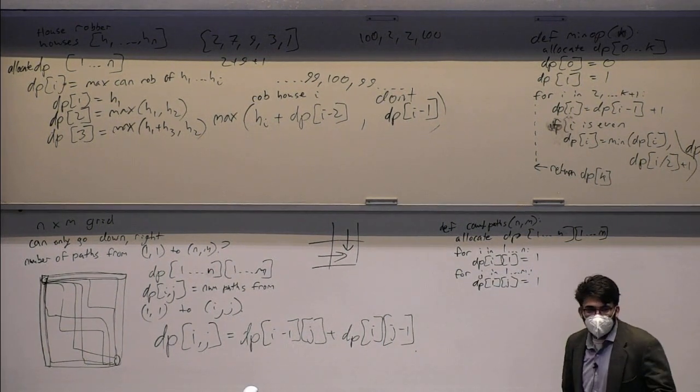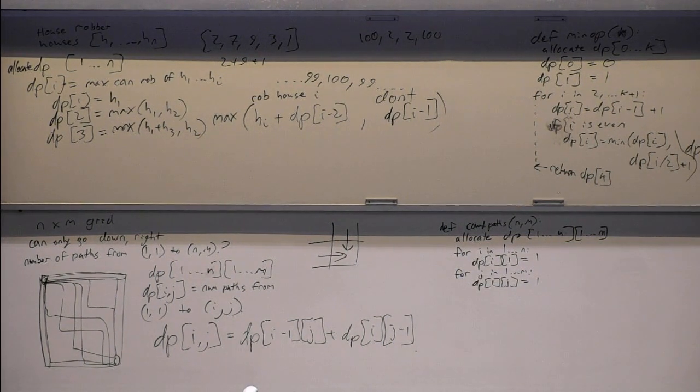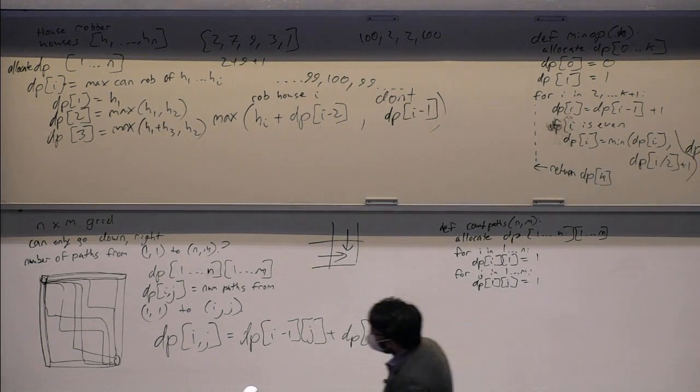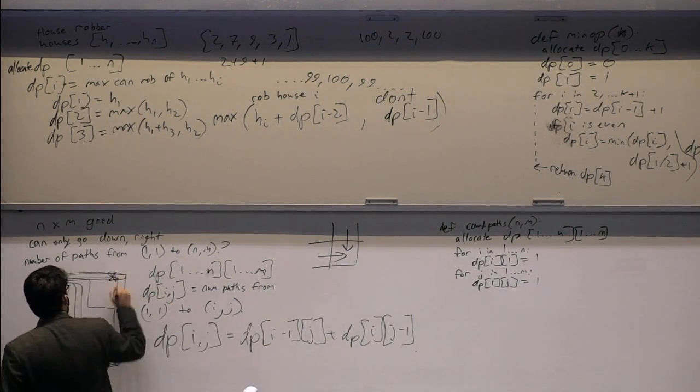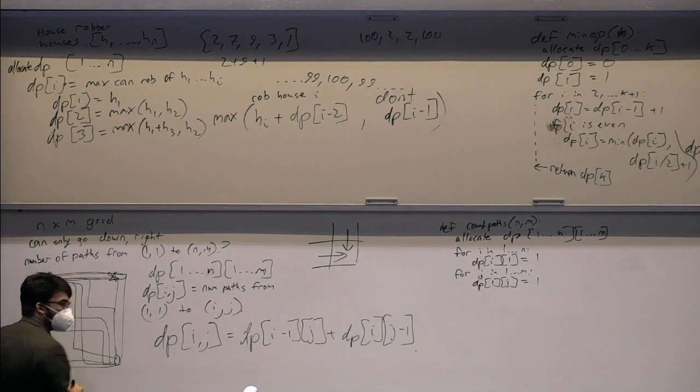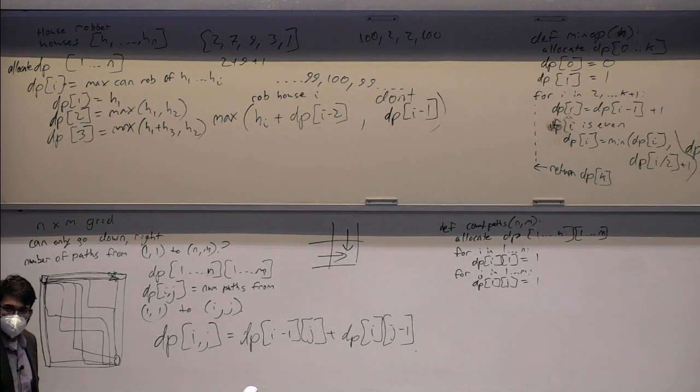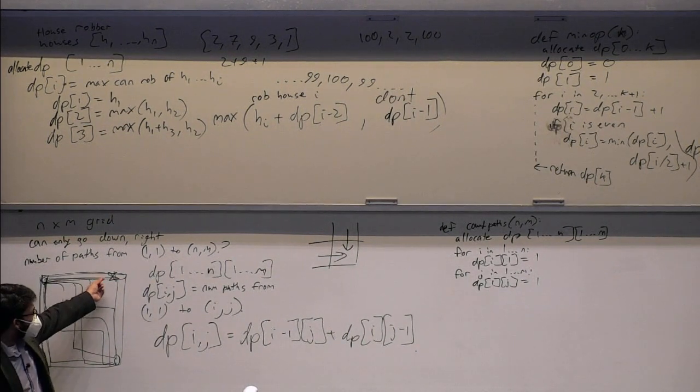If you're at a position on the border, the only number of ways to reach there is only moving left, left, left, left, left, left, left. So there's exactly one path if you're on the border. Yes? Oh, same question? OK. Yeah, it's one. The number of ways to reach here, for example, is one. You can only go left. So if you're on the border, there's one way.